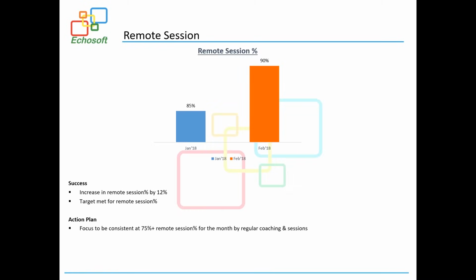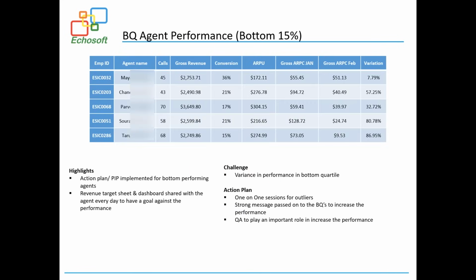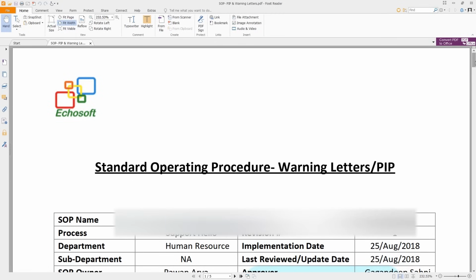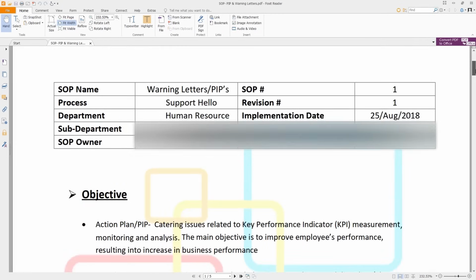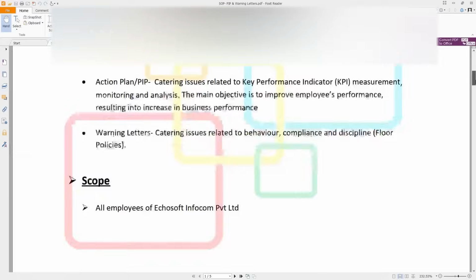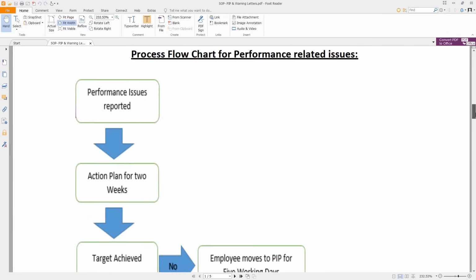Getting remote sessions is one of the key targets for this company because that's their opportunity to pitch for more money. The agents who bring in the least revenue are put on performance improvement plans, and this is all to make sure that the revenues keep increasing each month. And if you did work for Ecosoft Infocom, this is the standard operating procedure you'd have to adhere to make sure you kept your job.